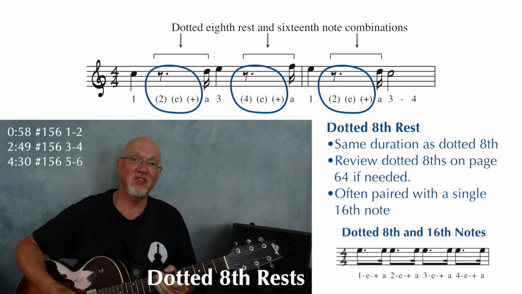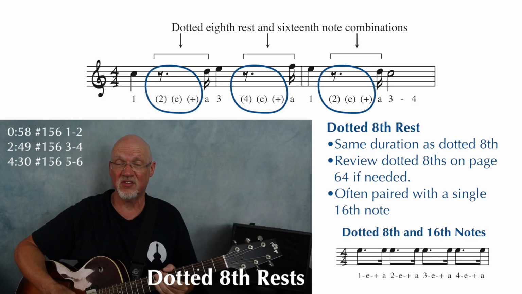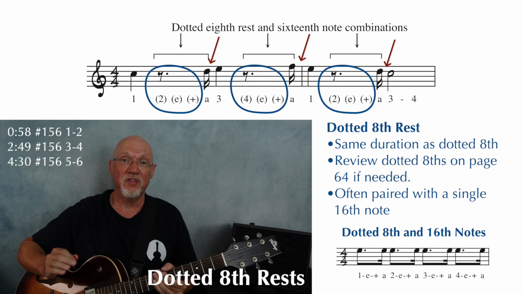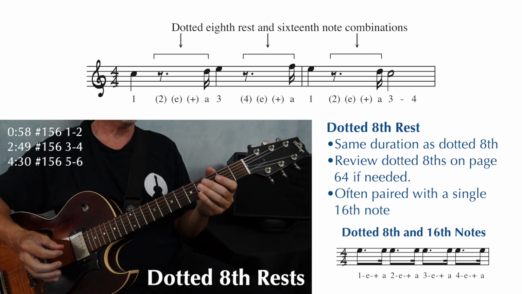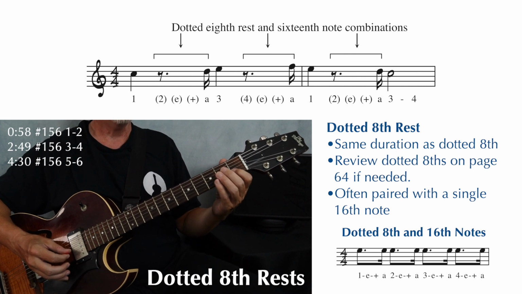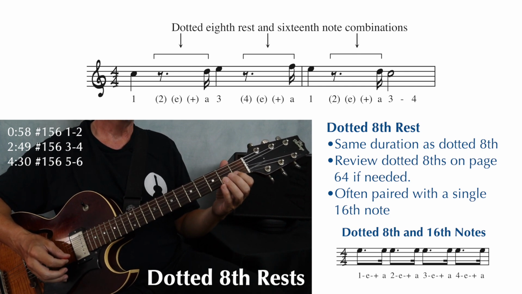At the top of page 66, we have dotted eighth note rests. Those, of course, last as long as the dotted eighth note, except they are silent, and they will often be paired with a 16th note. So the way you would count this short example at the top of page 66 is 1, 2E and a 3, 4E and a 1, 2E and a 3, 4.